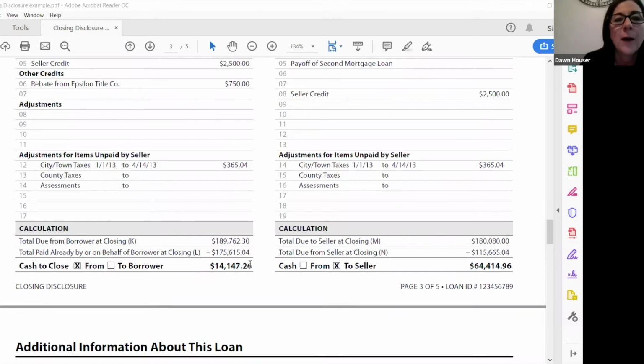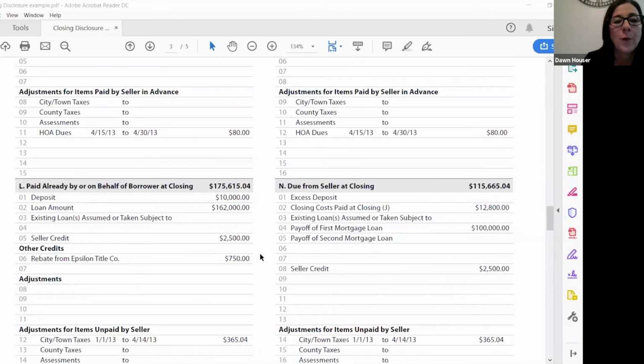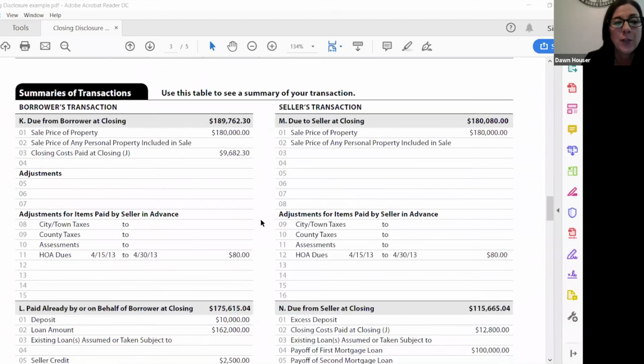So right in the top there in the middle is kind of where buyers can get a little confused, because they're like, well, why am I paying all this? But then you have to also let them know that you are getting some of the seller credits on this section.